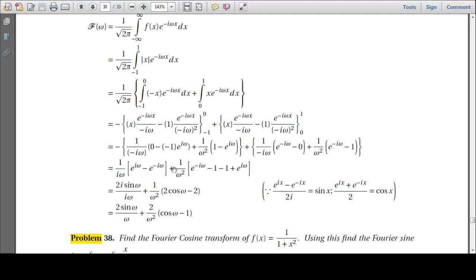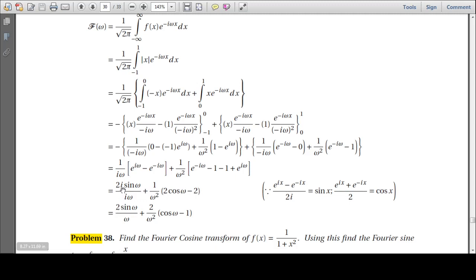to minus i omega, plus 1 by omega square into e raised to minus i omega minus 1 plus e raised to i omega. But we know that e raised to ix minus e raised to minus ix equals 2i into sin x. So this expression can be written as 2i sin omega by i omega. Also plus 1 by omega square. Minus 1 is minus 2. e raised to minus i omega plus e raised to i omega, we can use this expression, that is 2 cos x. So here we have 2 cos omega. So 1 by omega square into 2 cos omega minus 2.